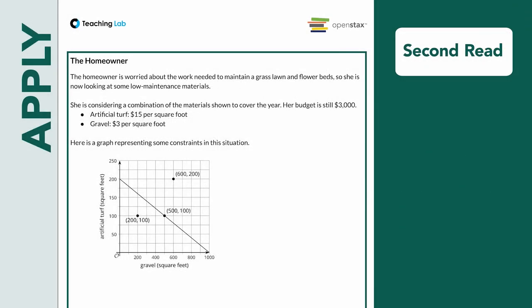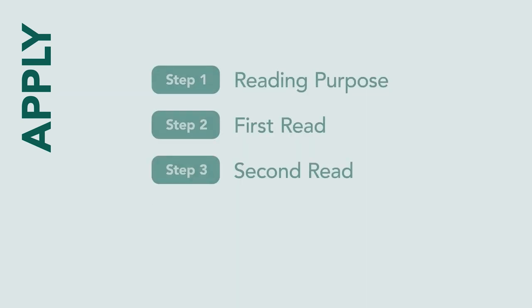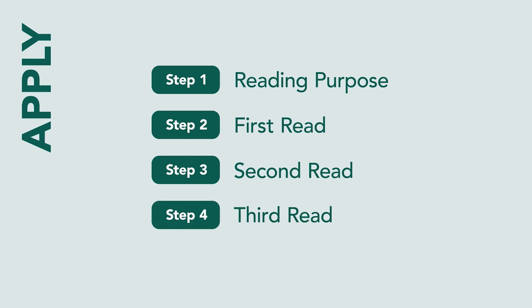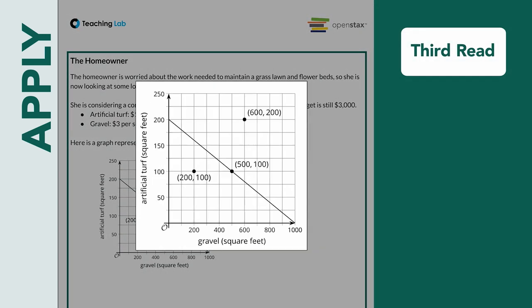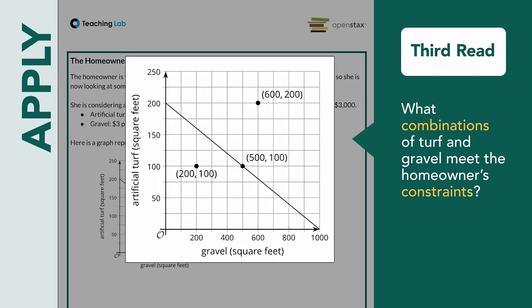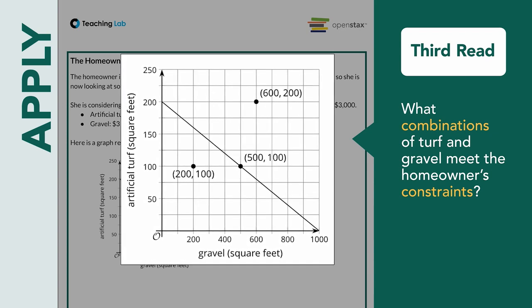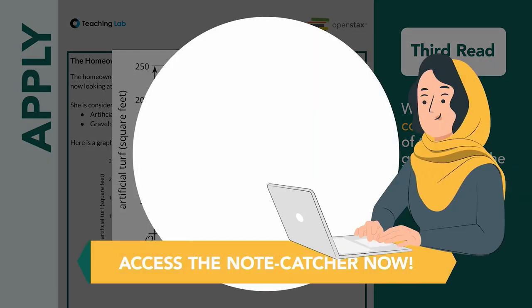You may have noticed the homeowner has a budget of $3,000. You may have also pointed out the artificial turf is $15 per square foot and the gravel is $3 per square foot. Those values can be counted and measured. In the third read, the teacher will set a final purpose: to analyze the graph provided in the context of the problem. The teacher will also ask students to brainstorm possible strategies to answer the provided question. What combinations of turf and gravel meet the homeowner's constraints? This will help students connect the language from the problem to the reasoning needed to solve the problem while maintaining the cognitive demand of the task. Let's see the teacher do this.